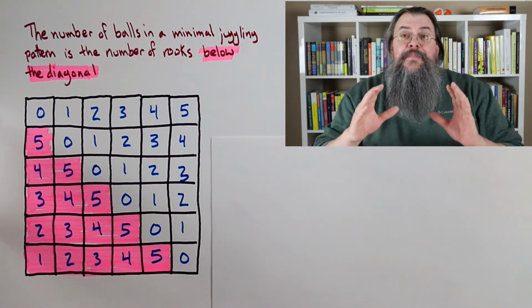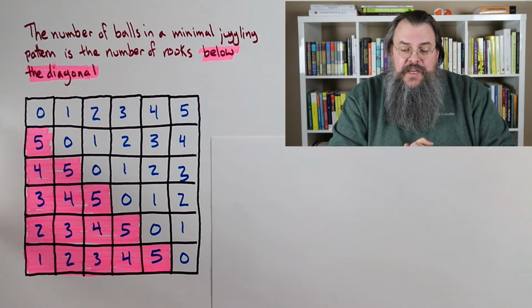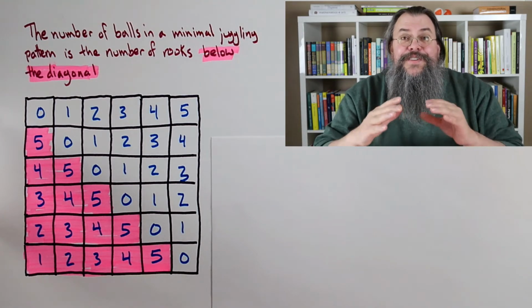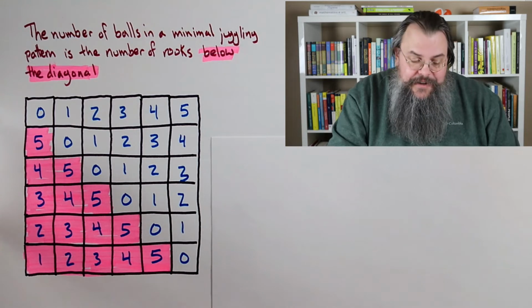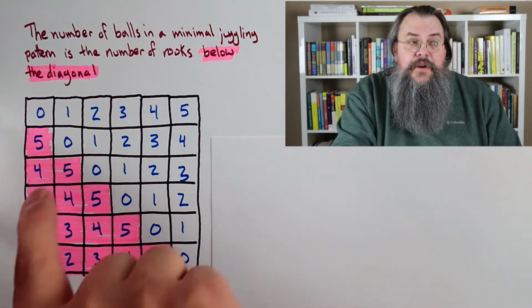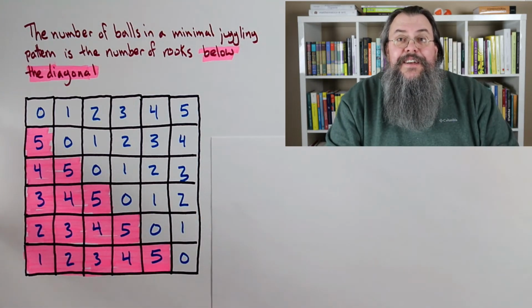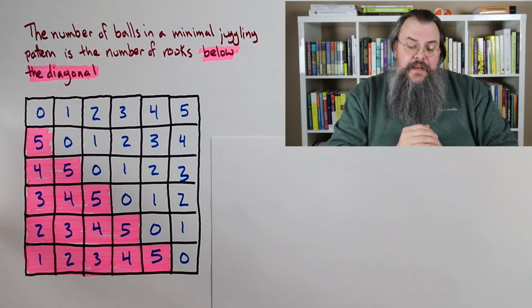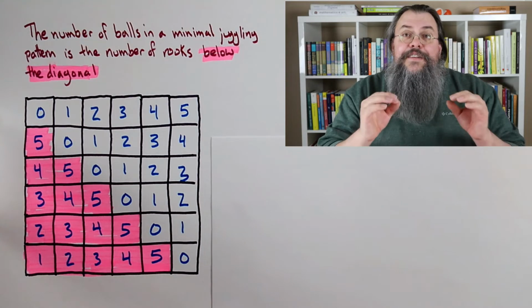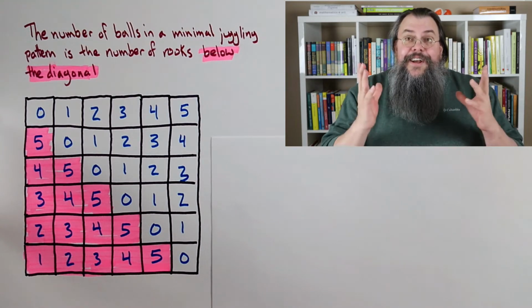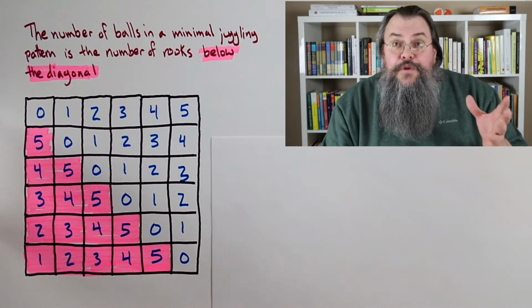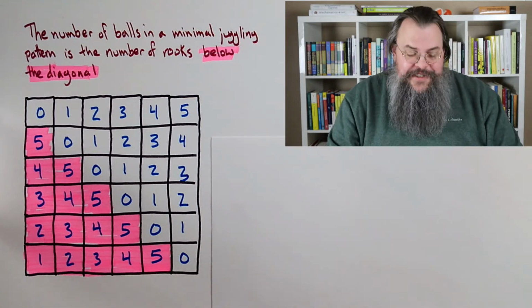So here we go. The number of balls in a minimal juggling pattern is the number of rooks below the diagonal. It's marked here, in other words, below the diagonal, the part that's in pink. So however many rooks there are below the diagonal, that's how many balls you need for that pattern. All right, let's test it. And of course, we're going to prove it, but let's try to convince ourselves first.